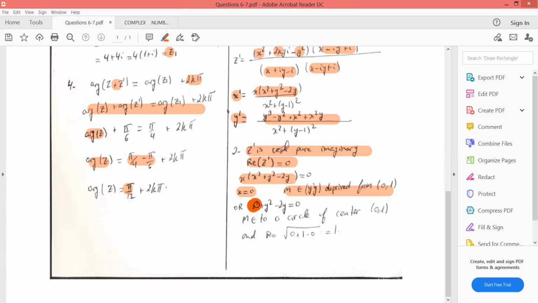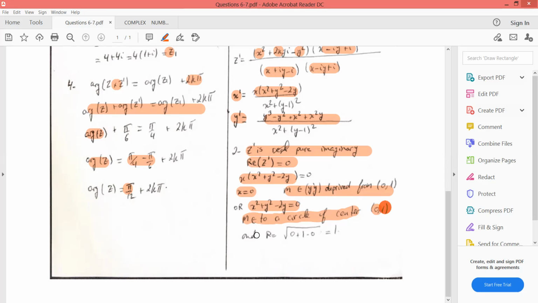Or x squared plus y squared minus 2y equals 0: M belongs to a circle. The equation of a circle has a center. How do we find the center? It is minus the coefficient of x over 2, and minus the coefficient of y over 2. What is the coefficient of x here? 0, so 0 over minus 2 is 0. Coefficient of y? Minus 2. Divided by minus 2, we get 1.